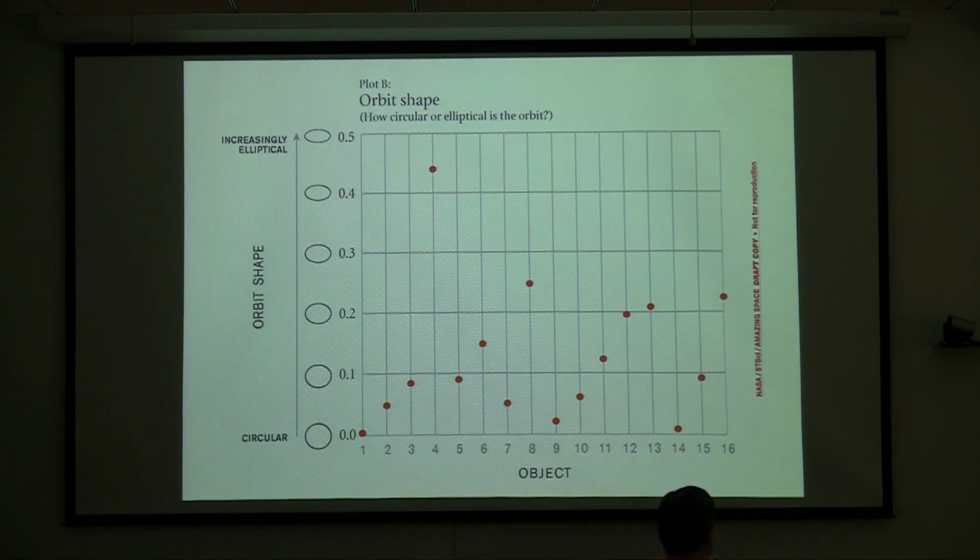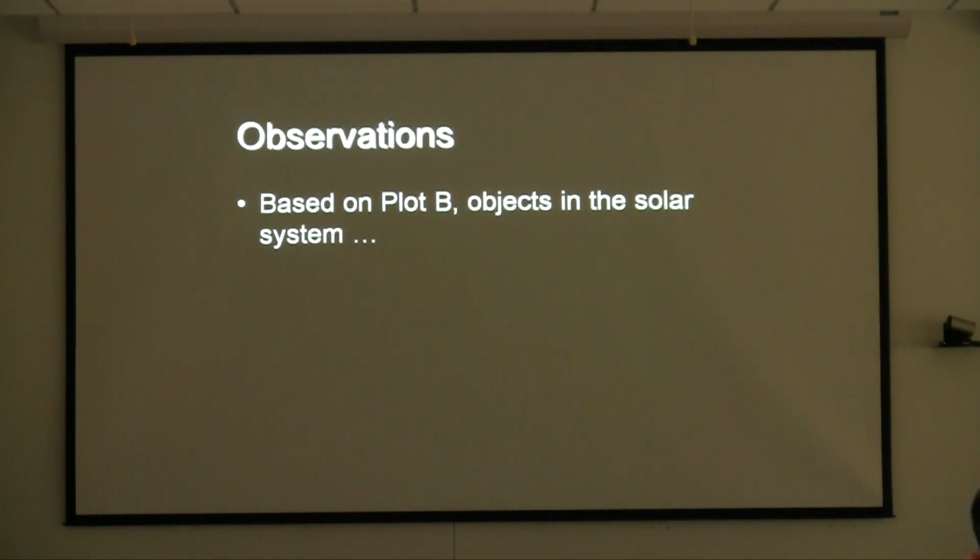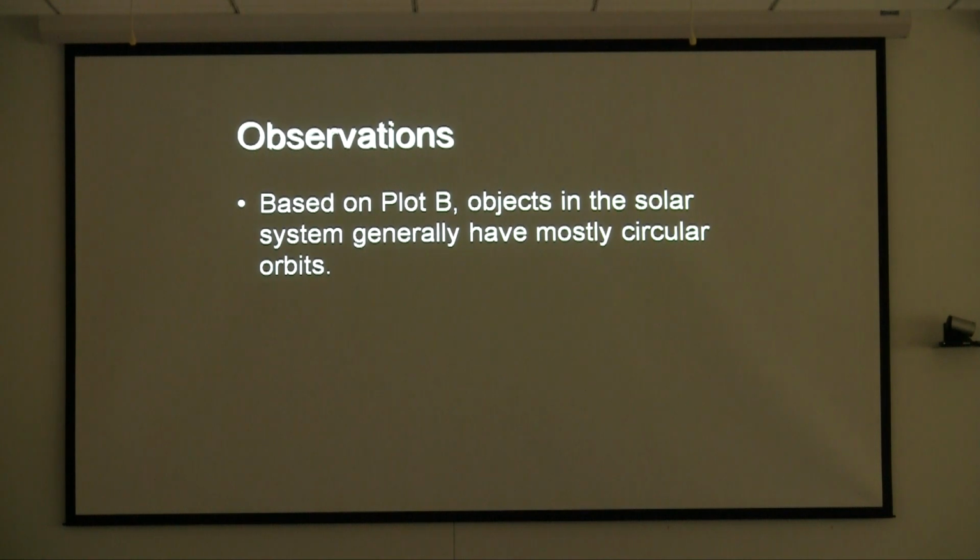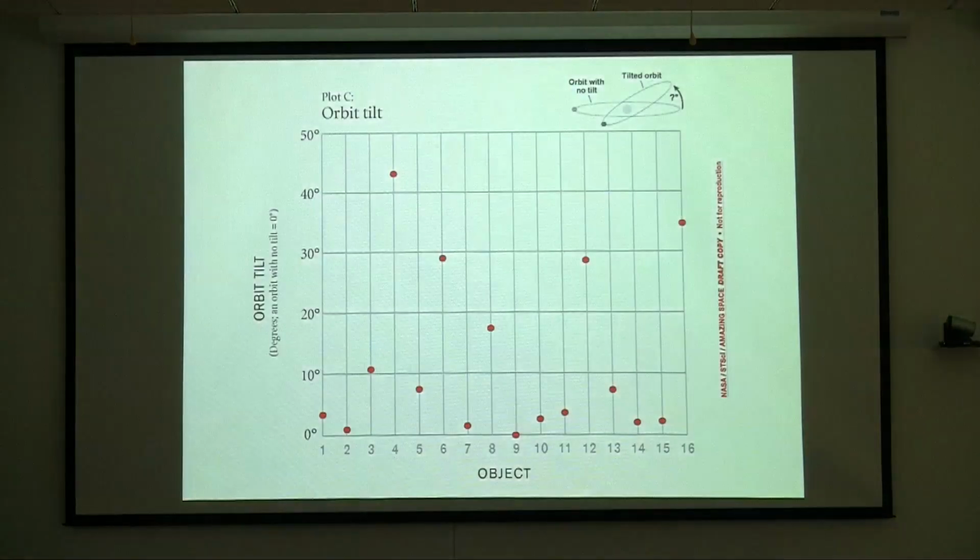Okay, let's make a conclusion. Based on plot B, objects in the solar system, I'm going to ask this lady right here, typically have a more circular orbit than elliptical orbit. And as I put it, generally have mostly circular orbits. Okay? 2 plots, 2 conclusions about the solar system. Kind of cool, right?